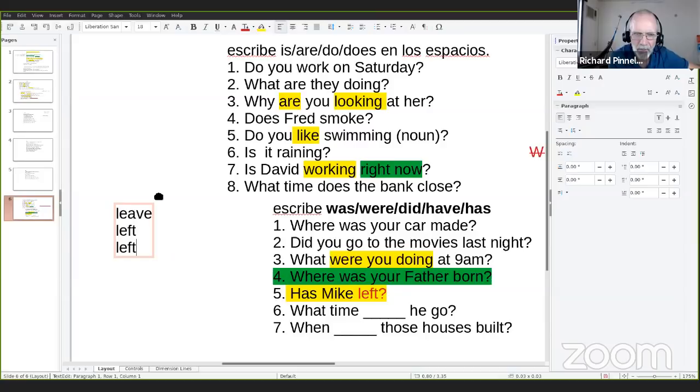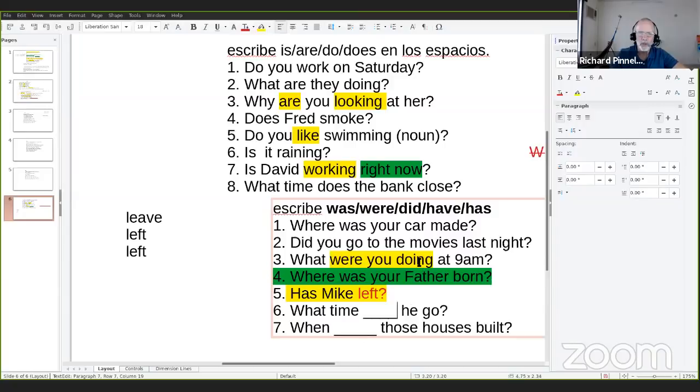Number six. What time was it? Yeah, we got two answers. Raul says, what time did? And Patricia says, what time was? The answer is, Raul, what time did? Pasado simple. Okay, very good. Last question. When were those houses built? When were those houses built? Very good, in the passive. Very good. Y con eso vamos a terminar.